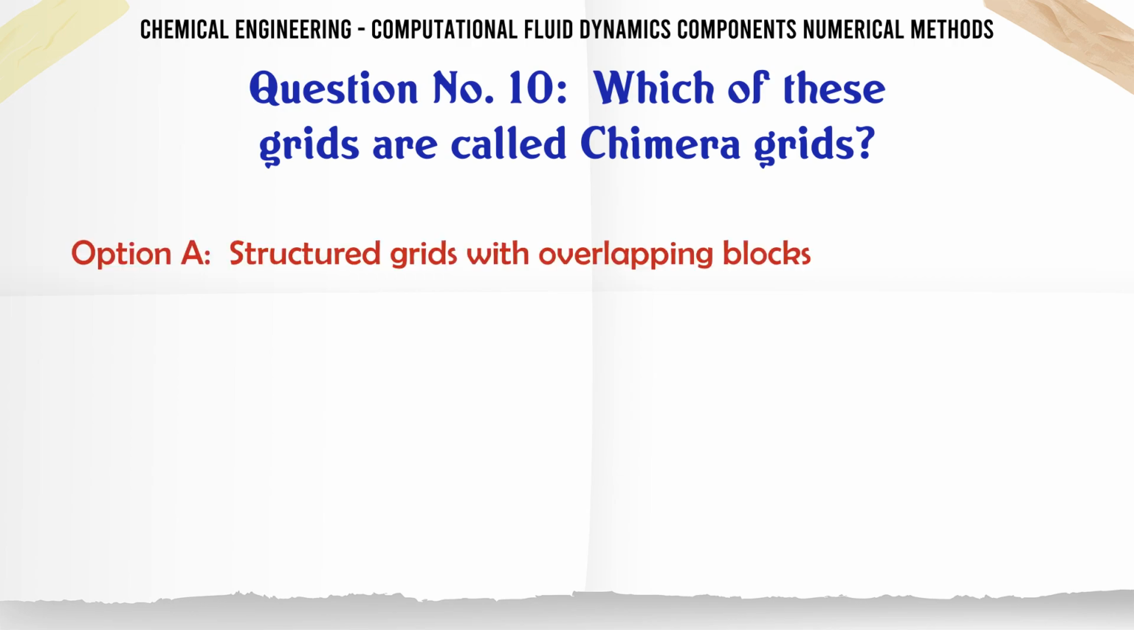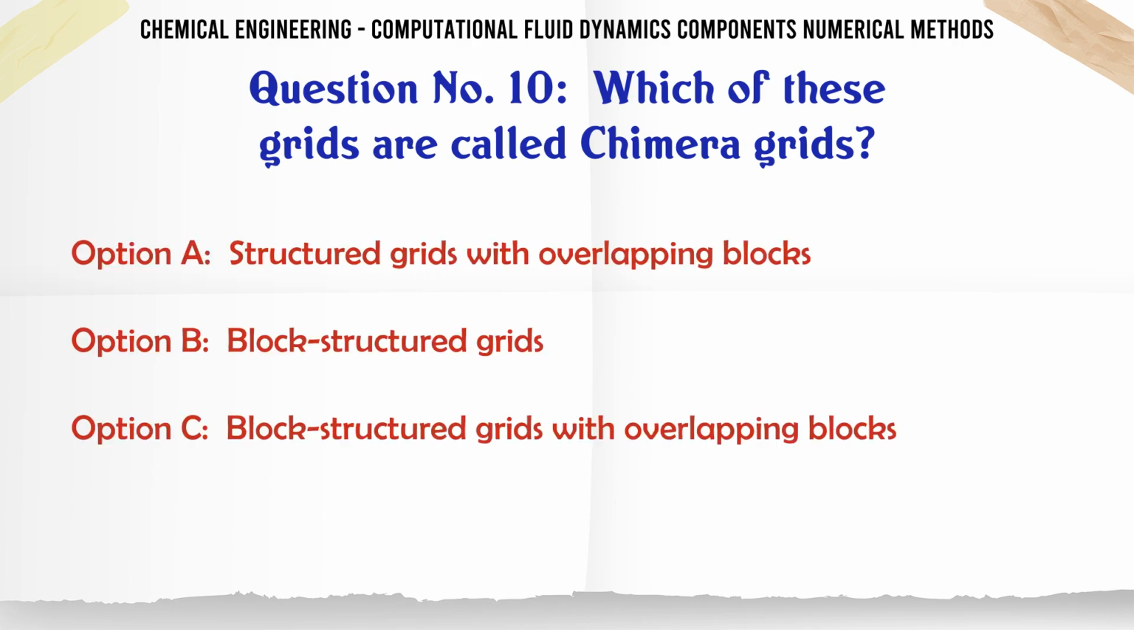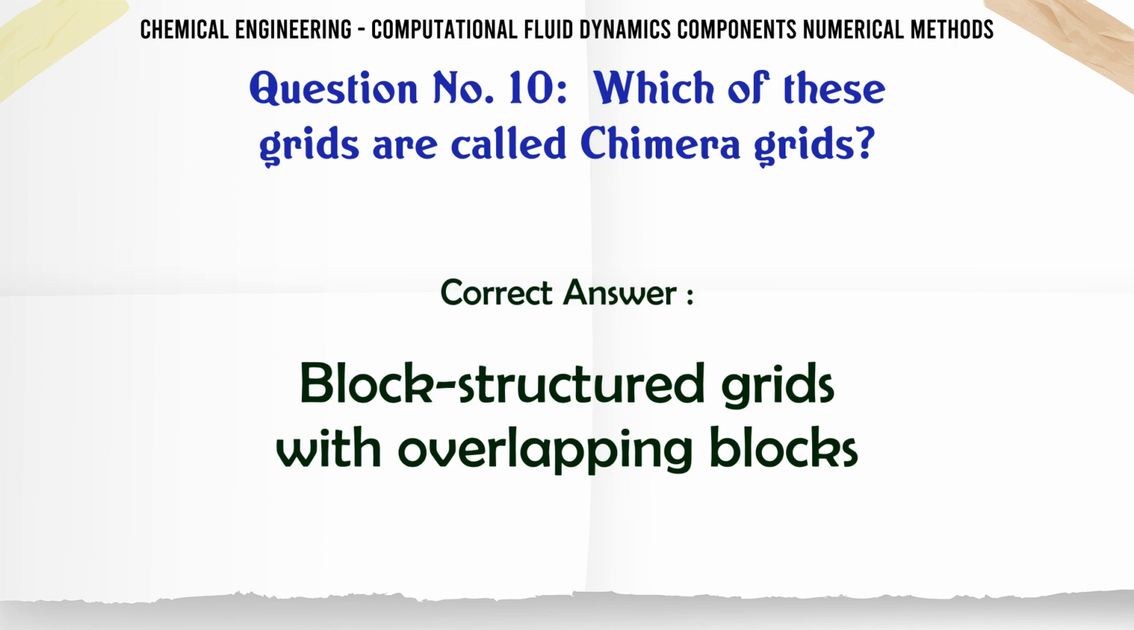Which of these grids are called Chimera grids? A. Structured grids with overlapping blocks. B. Block structured grids. C. Block structured grids with overlapping blocks. D. Structured grids. The correct answer is block structured grids with overlapping blocks.